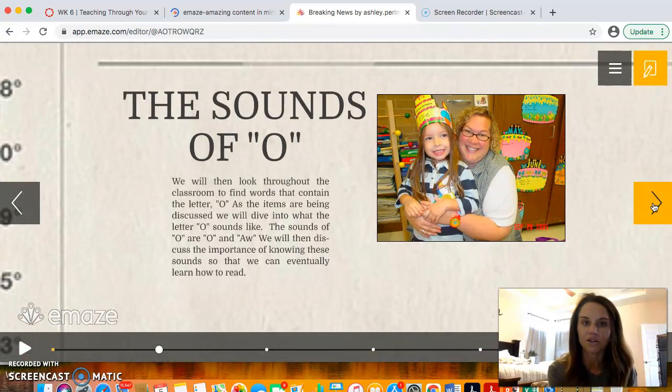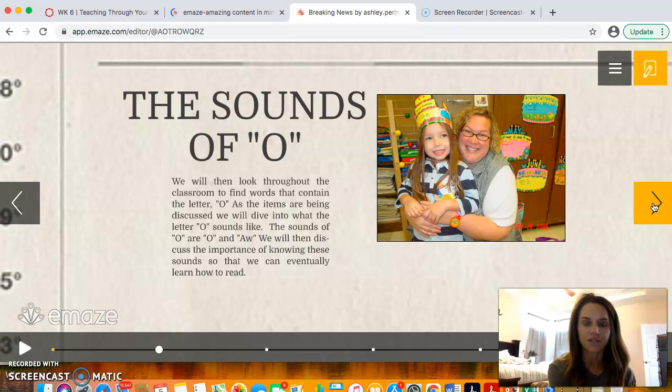Next, the kids are going to learn the sounds of O. So we will then look throughout the classroom to find words that contain the letter O. As the items are being discussed, we will dive into what the letter O sounds like. The sounds of O are O and ah.